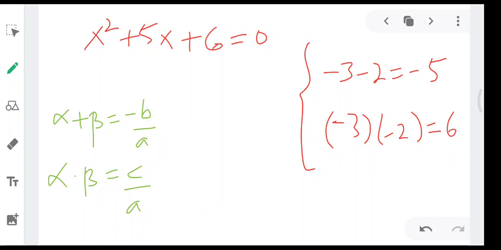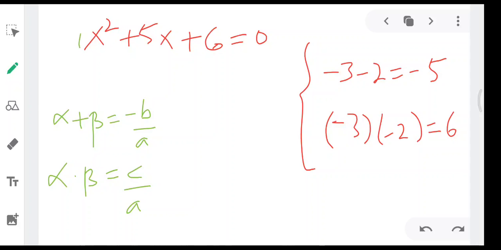So minus b by a and c by a: this is the sum of the roots and this is the product of the roots. Even these formulas are important. How do you find the sum of the roots for a quadratic polynomial? It is minus b by a. Product of the roots is c by a. Remember these two formulae.